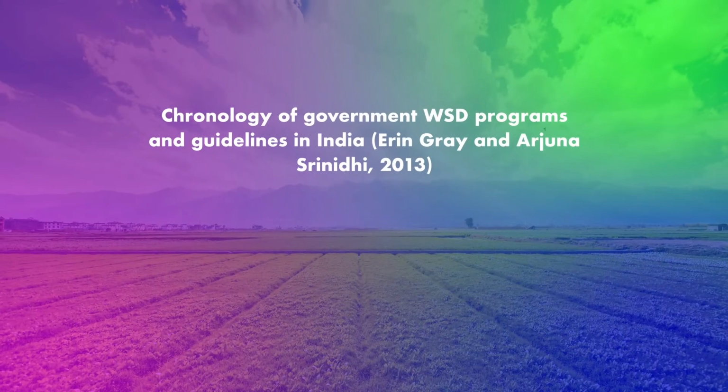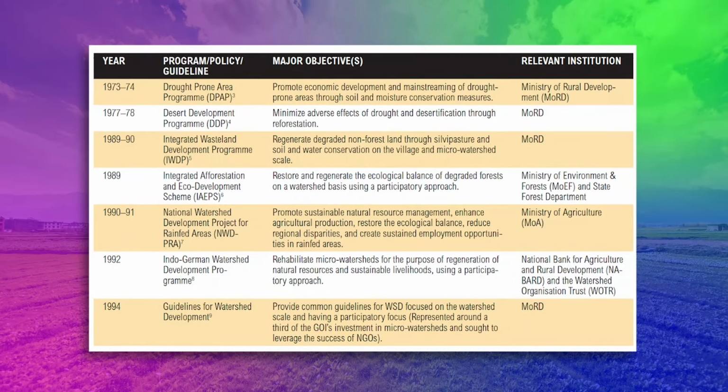Here in this table, you will find the chronology of government watershed development programs and guidelines in India. In 1973-74, our watershed management approach started with the drought-prone area programs. In the 70s, you will find programs highly related to the drought-prone area development program and desert development program, with a major objective to promote economic development and mainstreaming of drought-prone areas through soil and moisture conservation measures, like minimizing the adverse effect of drought and desertification through reforestation. At that time, the Ministry of Rural Development took important roles in implementing sustainable watershed development programs.